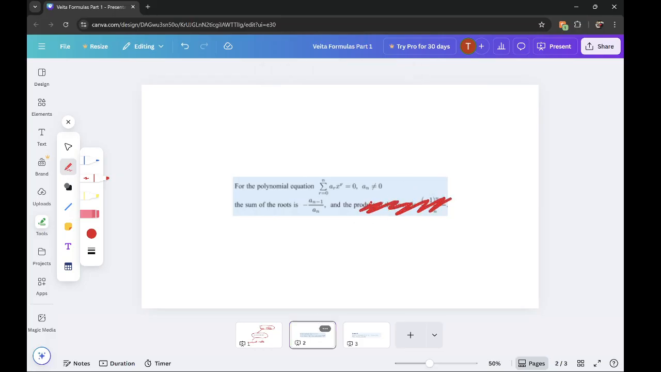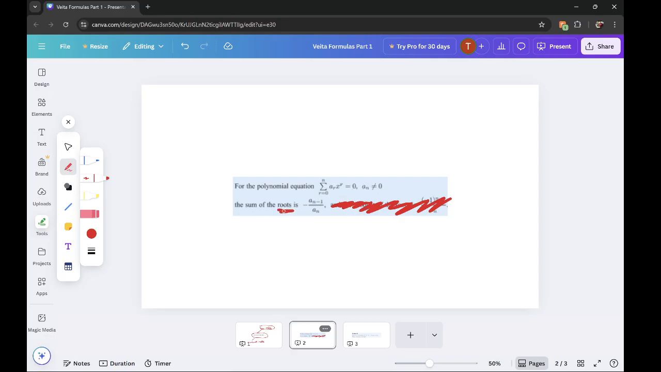I just want you to ignore this part here because it's about the product rule for now. For the polynomial equation, the sum from r equals 0 to n of a_r x^r is equal to 0, where a_n cannot be equal to 0, the sum of the roots is minus a_(n-1) over a_n. Now you must be wondering, what the heck did I just say? Let me break it down.